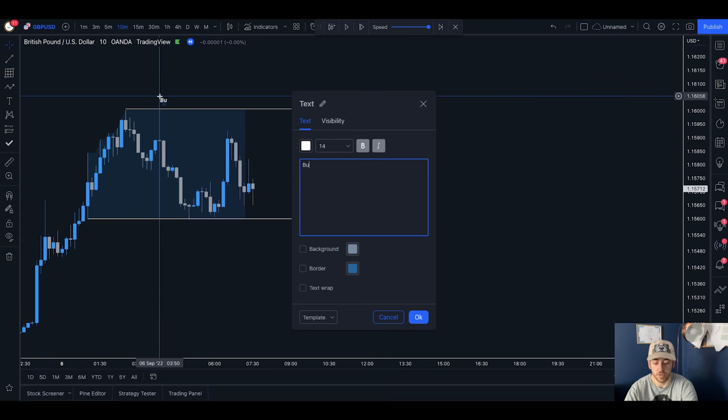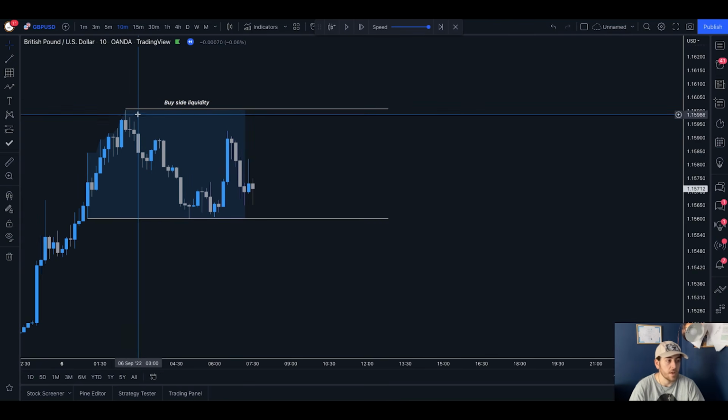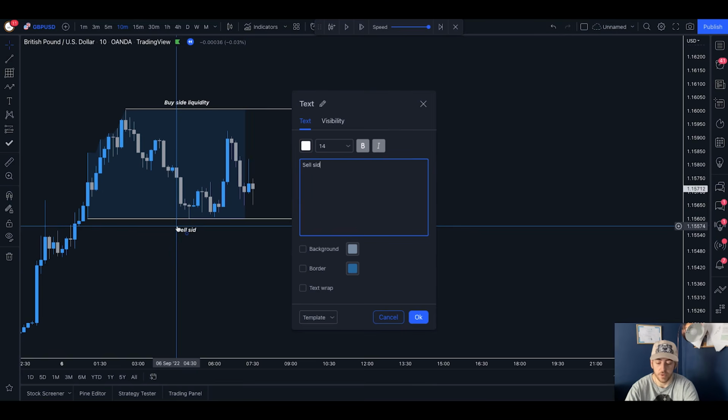So up here we have buy side liquidity. Why is it buy side? Because this is where the buyers are going to be looking to come in. We have the buys coming in from stop losses of sellers, and we also have the buy stops coming in for breakout traders. And down here we have the sell side liquidity.